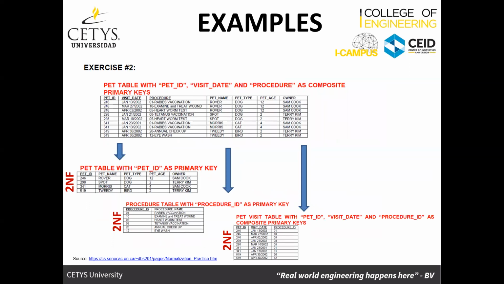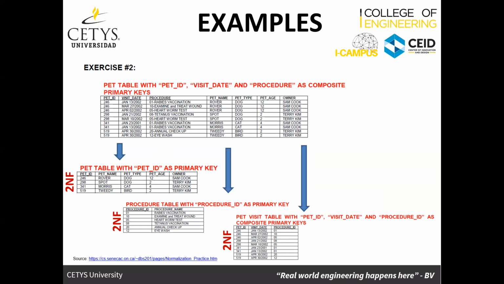But we still might have some partial dependencies happening around it. So we're going to separate this into a pet table. The pet table is going to have the pet ID, the name, the pet type, the age, and owner. All of these are in second normal form because there are no partial dependencies. All of them depend on the pet ID. Then we're going to unpack the procedure into an identifier and a name, so that those are atomic values. So there's going to be the different procedures with the procedure name.